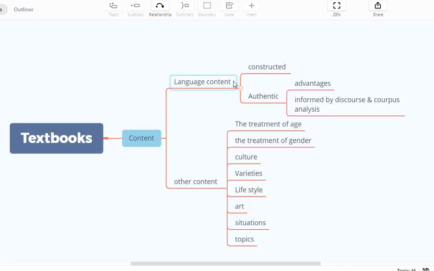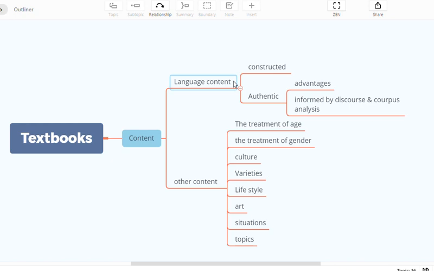Okay, and let's go to the third part of today's lecture, which focuses on the content of the textbooks. Textbooks are important because of their content, because the content included and inserted in the textbooks is key to education.